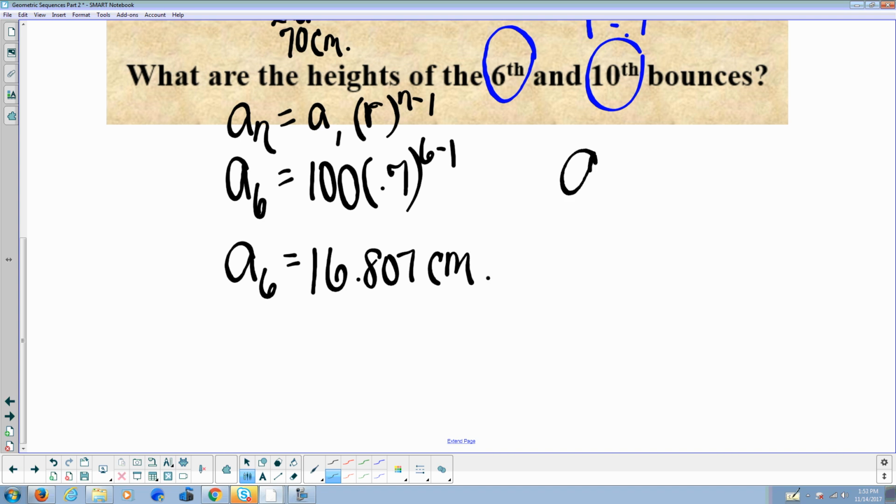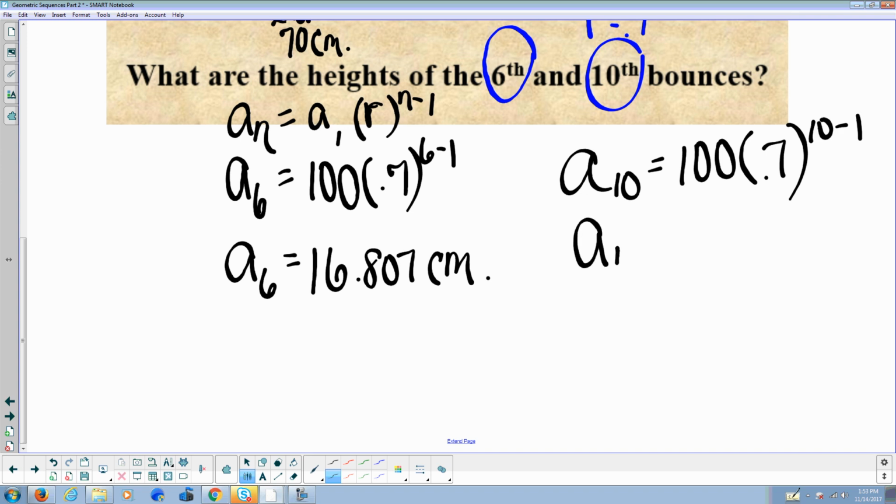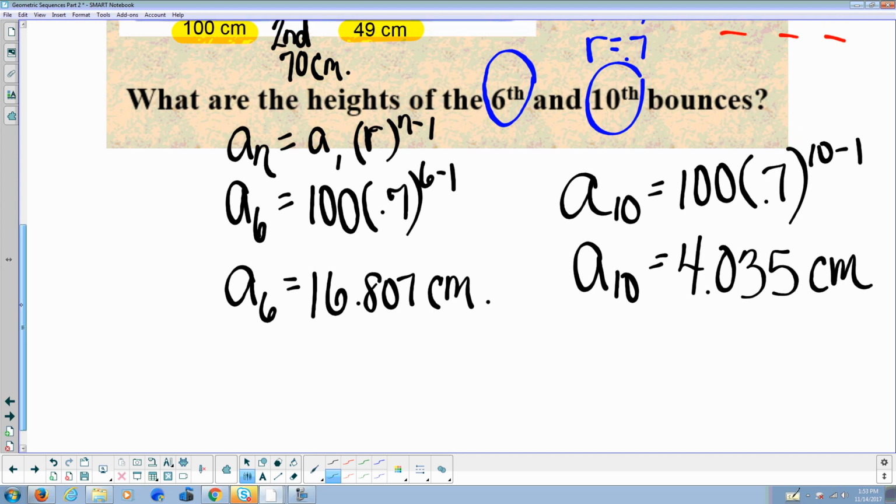To find the height on the 10th bounce, I find A10. So that's 100 times 0.7 to the 10 minus 1. So the height of the 10th bounce, I'm going to substitute this into the calculator. I get 4.035, and I'm going to stop there. Approximately 4.035 centimeters.